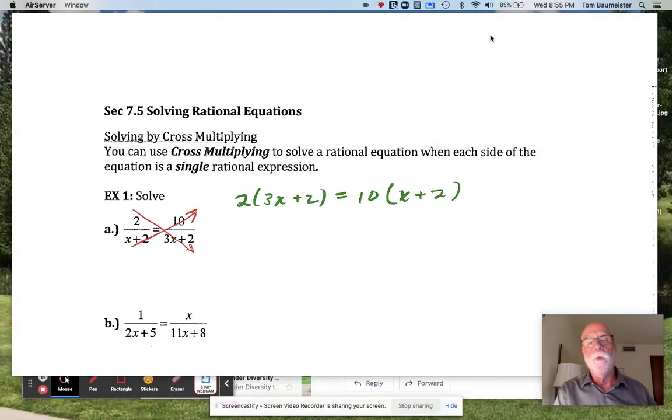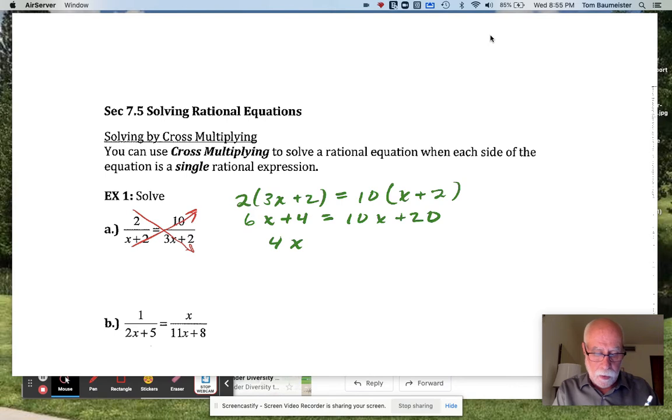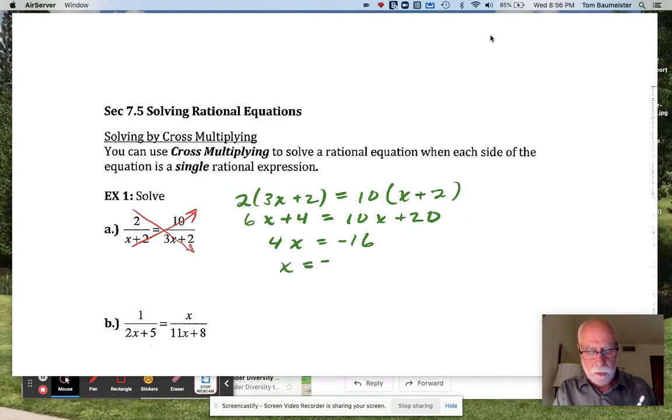So now we're just going to distribute that 2 through the parentheses. So I'll get 6x plus 4. That 10 through the parentheses, 10x plus 20. Now I'm going to solve for x. I'm going to take away 6x, so that'll give me 4x. I'm going to bring the 20 over to the other side, which will give us negative 16. Now I'm going to divide by 4. That'll give me that x is equal to negative 4.